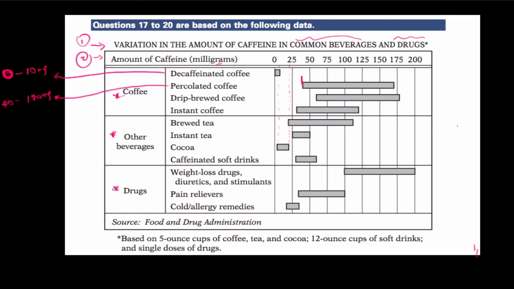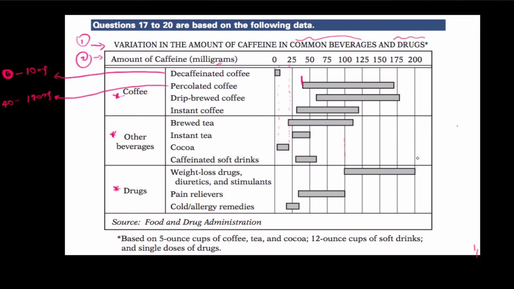So similarly, you go to drugs. The variation in the amount of caffeine here is quite alarming. See the weight loss drugs, diuretics, and stimulants. See the amount of caffeine you have there. Between 100 and 200.